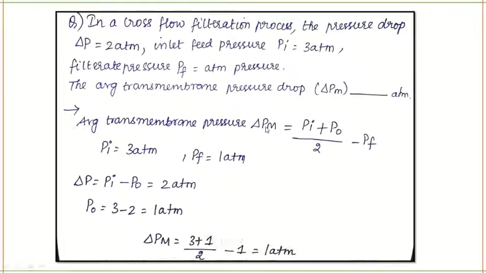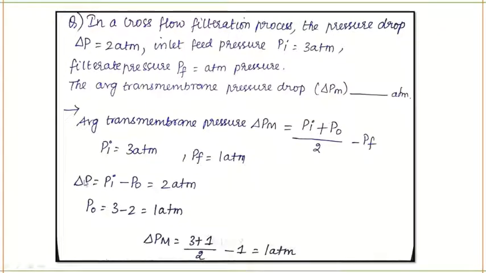Delta PM is equal to (P inlet plus P outlet) by 2 minus P filtrate. So you have to find delta PM. P inlet they've given in the question, PF also they've given, and delta P they've given. From delta P and P inlet we can find P outlet. Delta P is equal to P inlet minus P outlet.